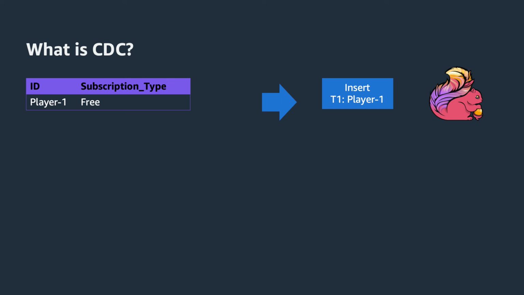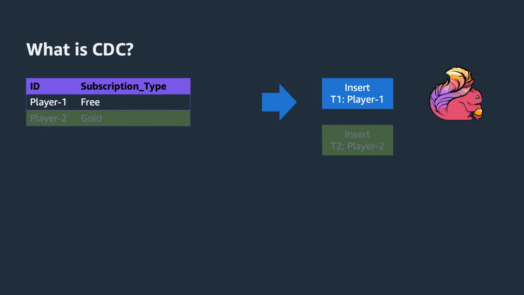Let's begin. So let's understand what CDC is and how we can use this CDC method to update the state which is cached within Flink. Imagine you have a table in the database with two fields: one is the ID and the second is the subscription type, with player 1 and subscription type free. This is called the initial setup, and as you have this initial setup, the CDC connector is going to bring this data into the Flink state in terms of an event, and the event will be an insert in this case.